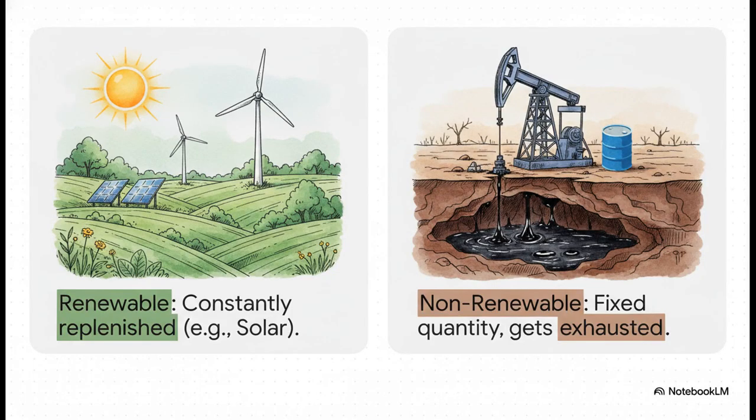Once we know what a resource is, we have to classify them based on exhaustibility. This is a simple but absolute must-know exam concept. Renewable resources, like solar energy, are constantly being replenished by nature. They aren't going anywhere. Non-renewable resources, though, like fossil fuels and petrol, are entirely fixed in quantity. They took literally millions of years to form, and once they're used up, that's it. They are gone for good.